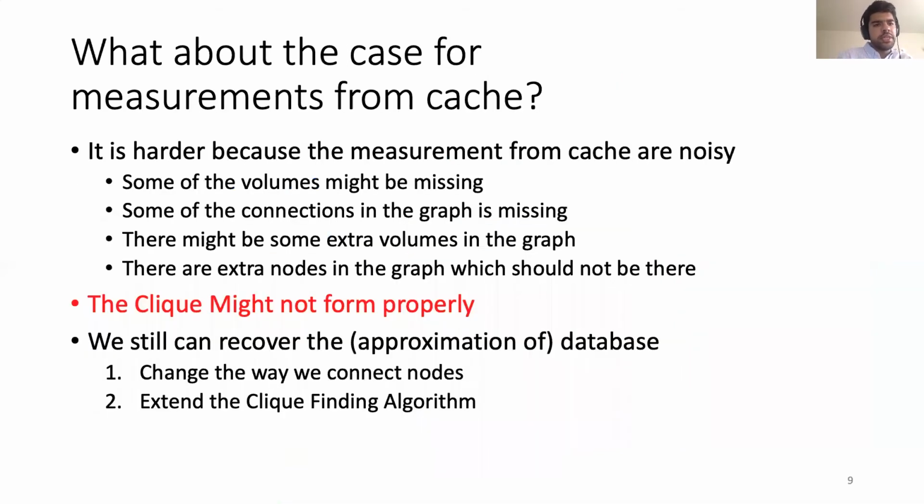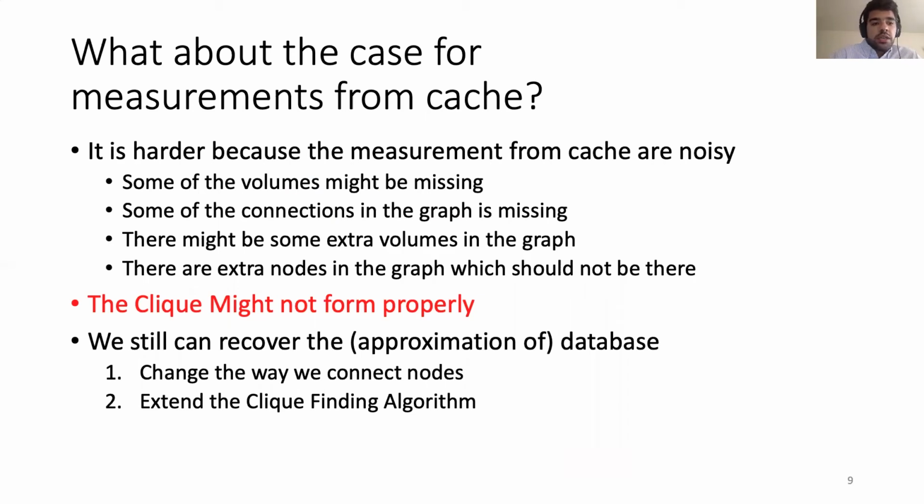So let's move on to the case where the measurements are from the cache. This is harder. By harder, I mean that some of the volumes might be missing, some of the connections in the graph are missing, there might be some extra volumes in the graph, and also there might be some extra nodes in the graph which should not be there. As a result, the clique might not form properly.